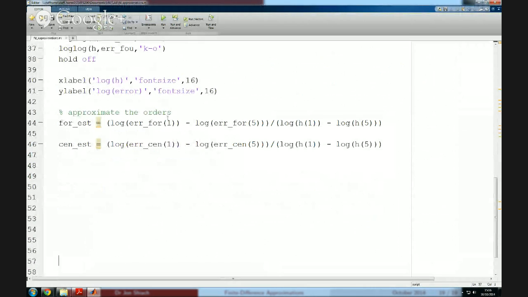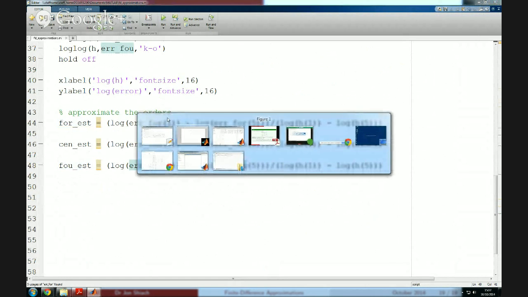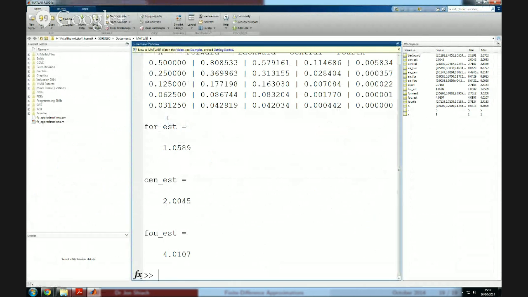So I'm going to do the same estimate, but this time for the 4th order. So check errors against the 4th order, giving us 4.0107. Okay, so it's estimated that the 1st order method is of order 1.0589, the 2nd one is 2.0045, and the 4th one is 4.107. So it's close. It's not bang on, but it gives us a kind of guide to what the orders of the methods are.